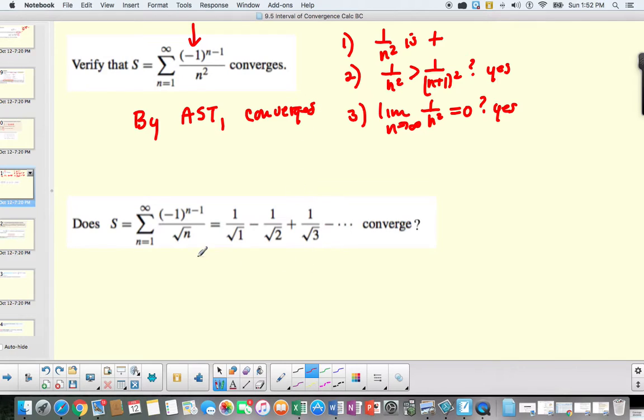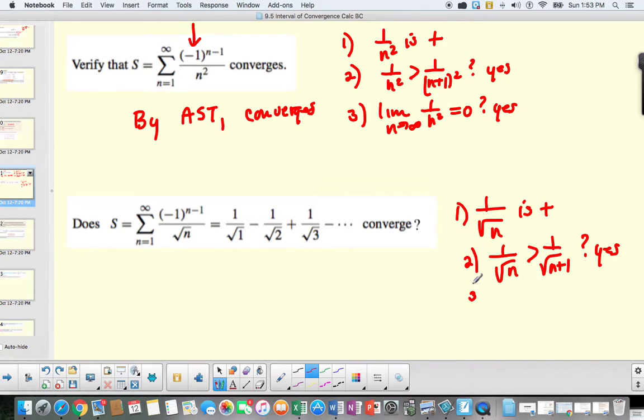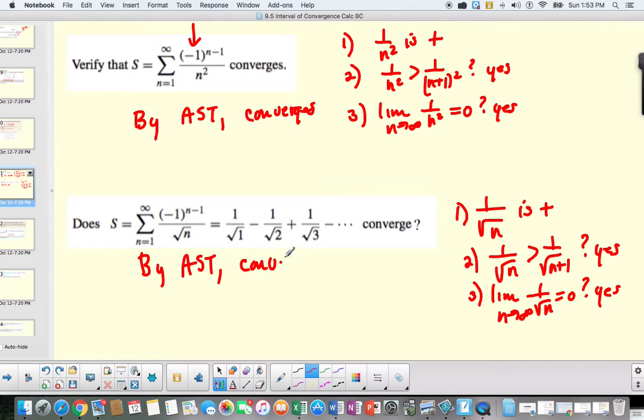All right, let's take a look at this next one and determine whether it converges. Again, it's positive, negative, so I go through my 3 steps. 1 over root n is positive. 2, is 1 over root n greater than 1 over root n plus 1? The answer is yes, because this denominator is larger, so it makes the fraction smaller. 3, the last requirement, is the limit as n approaches infinity of 1 over root n equal to 0? And the answer is yes. Okay, so when we pass all 3 requirements, we say by the alternating series test, it converges.